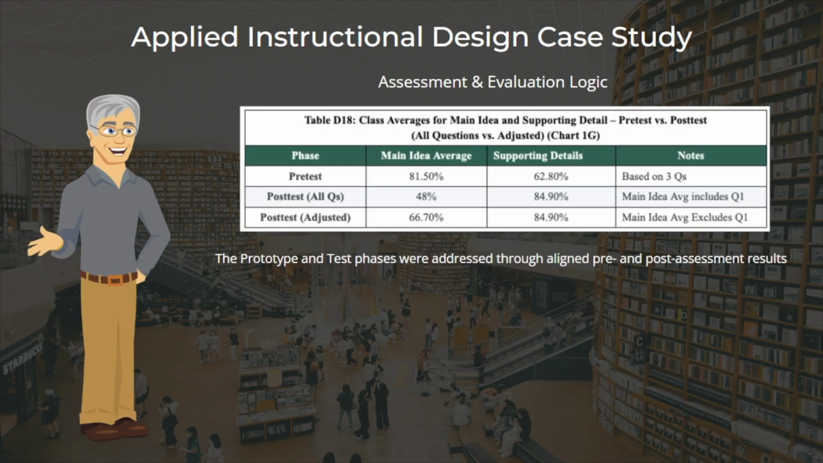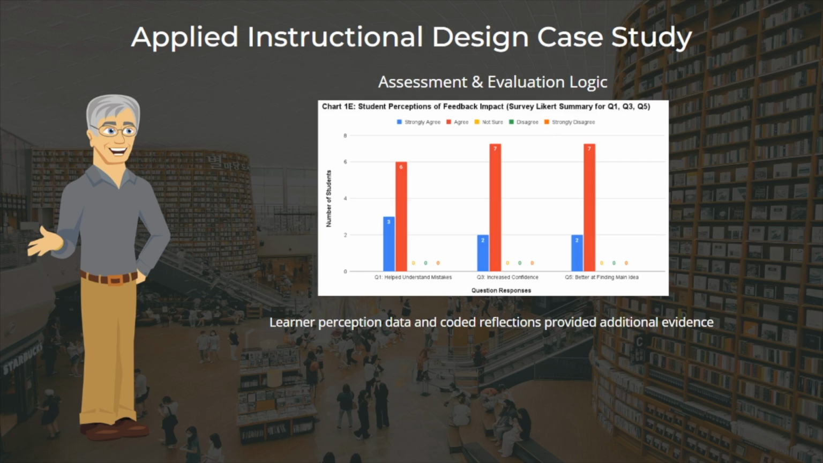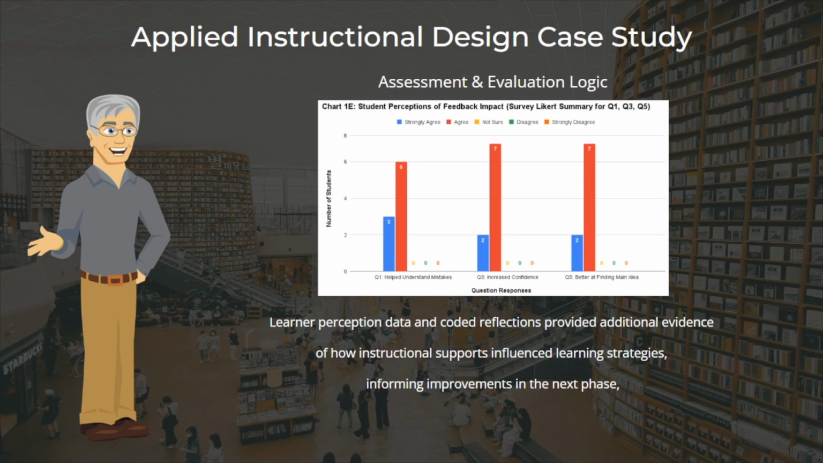The prototype and test phases were addressed through aligned pre- and post-assessment results that were analyzed and adjusted to ensure valid interpretation of learning outcomes. Learner perception data and coded reflections provided additional evidence of how instructional supports influenced learning strategies, informing improvements in the next phase: data-informed iteration and improvements.